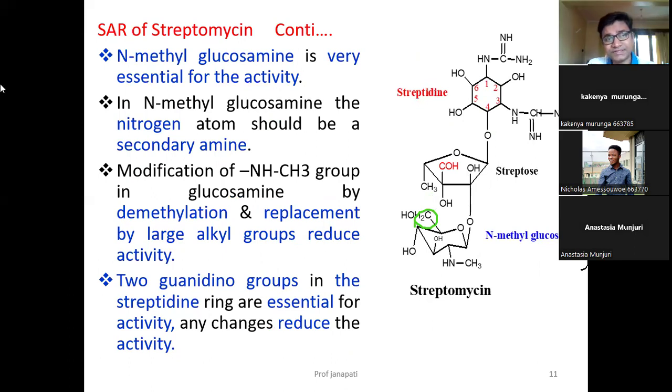Now, last, let us see N-methylglucosamine. They tried modifications on N-methylglucosamine as well. It is also very important for activity. In N-methylglucosamine, the nitrogen atom should be a secondary amine. It is already a secondary amine. That means if you try to remove or elongate it, the activity decreases.